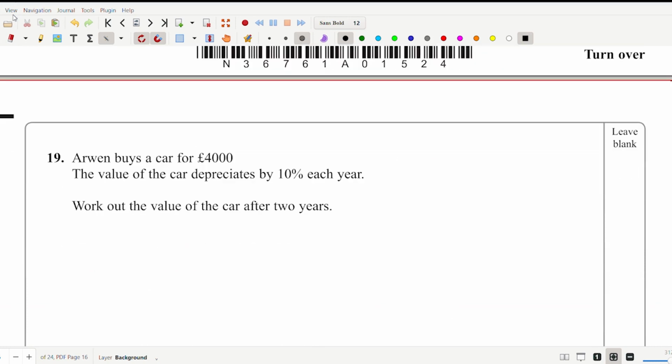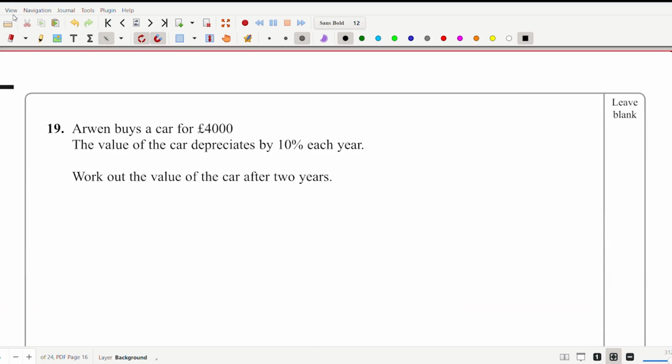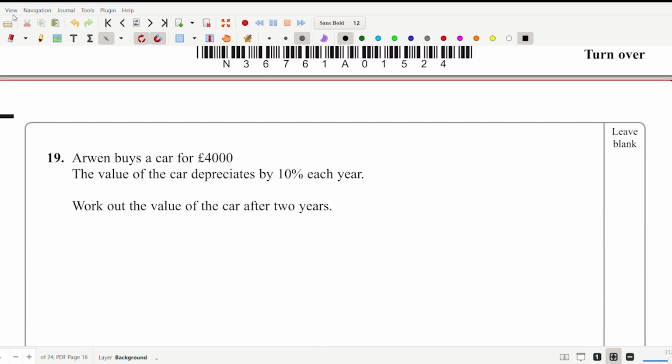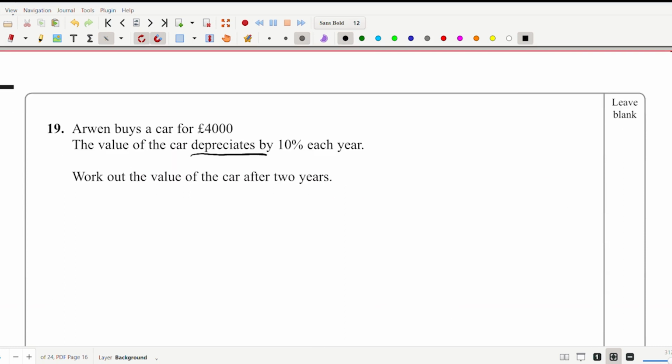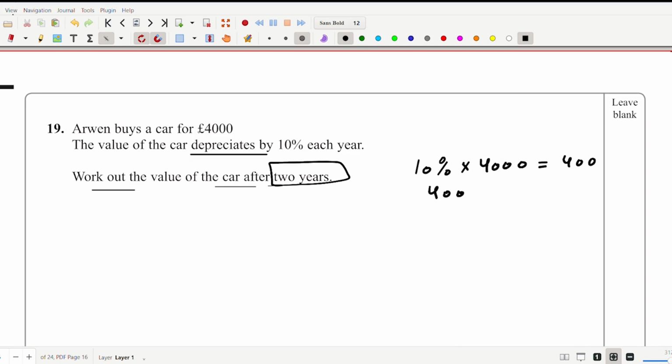Now, Arwin buys a car for £4,000. The value of the car depreciates by 10% each year. Depreciates, that means decreasing by 10%. Work out the value of the car after 2 years. So in each year there is a 10% decrease. So here we know that 10% of 4,000 equals 400. Now 4,000 minus 400 will have 3,600 pounds.